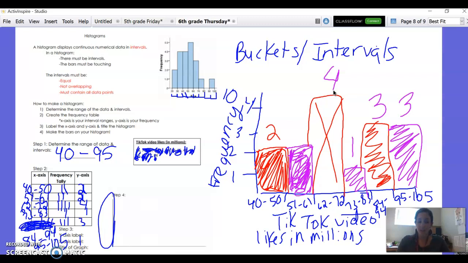Yours will look much nicer. It'll either be colored or written much nicer than this. But you get the gist of it. You get the idea of especially labeling the x and the y-axis. It's super important. And then making sure our bars do not overlap at all and that they are touching at all times. So that is all we have to do for page 11 at this time. You're finished. You'll stop watching the video, finish up this page, and then you'll move on to the next activity.